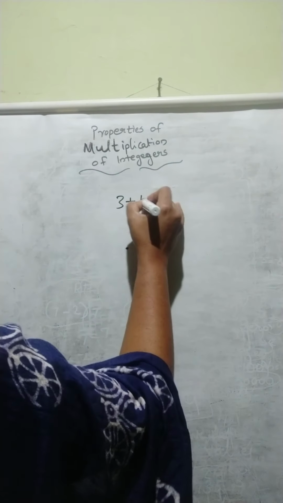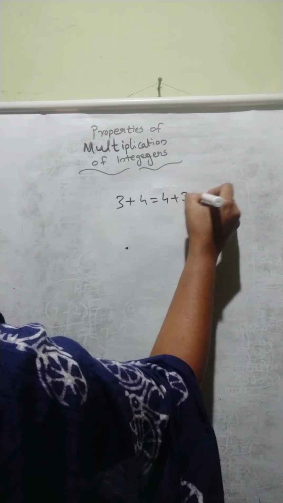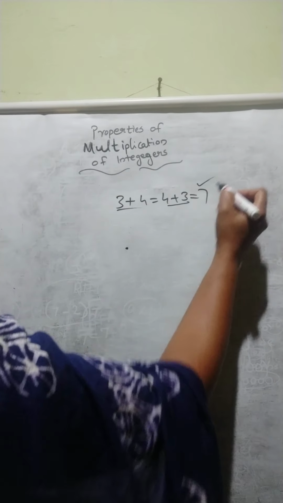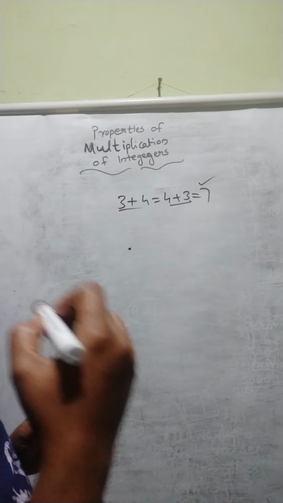Now we can discuss commutative property. Commutative property of multiplication. As we all know, in case of addition, 3 plus 4 is equal to 7. Also 4 plus 3 is equal to 7. So we can say 3 plus 4 equals 4 plus 3, which is equal to 7. So order doesn't matter. So we can say commutative property is satisfied in case of addition.